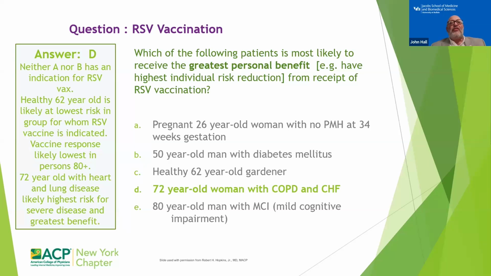Essentially, the reason for that is that in either choice A and choice B, the RSV vaccine is not indicated. A healthy 62-year-old is likely to be the person at the lowest risk for RSV. And the vaccine response to the RSV is likely to be the lowest in a person who is over 80. Therefore, the most likely correct choice is a 72-year-old with comorbidities as noted. They would receive the greatest benefit in terms of reduction of risk from lower respiratory tract disease from RSV.